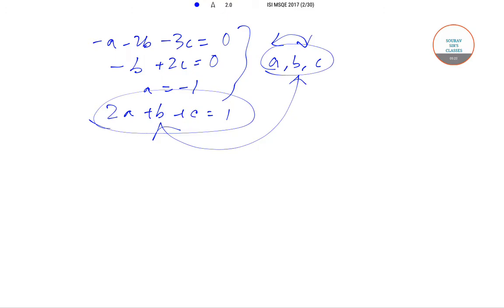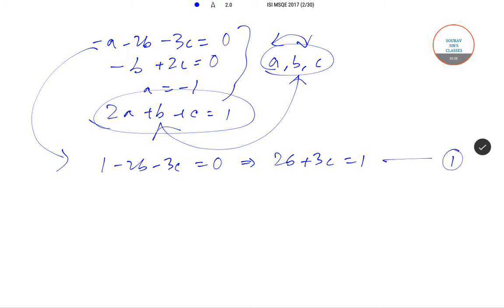So what we'll do, we have been already given that a is equal to -1, so this implies that this equation will become 1 minus 2b minus 3c is equal to 0. This implies that 2b plus 3c is equal to 1. This is the first equation. And also we know that minus b plus 2c is equal to 0. This will be equation 2.